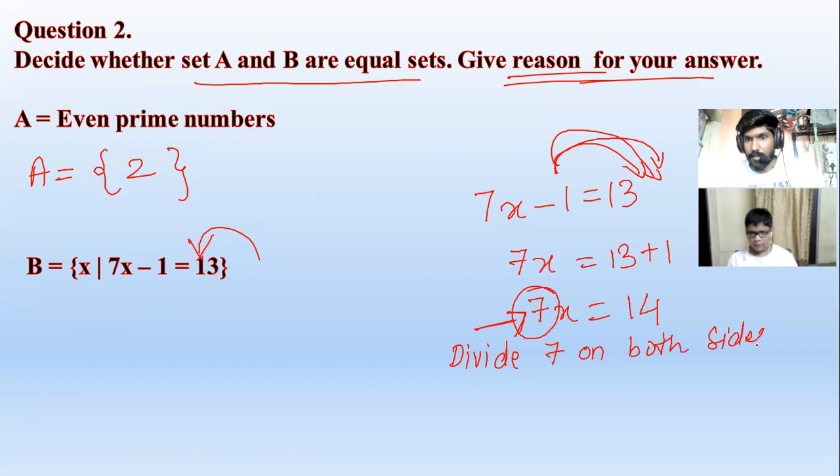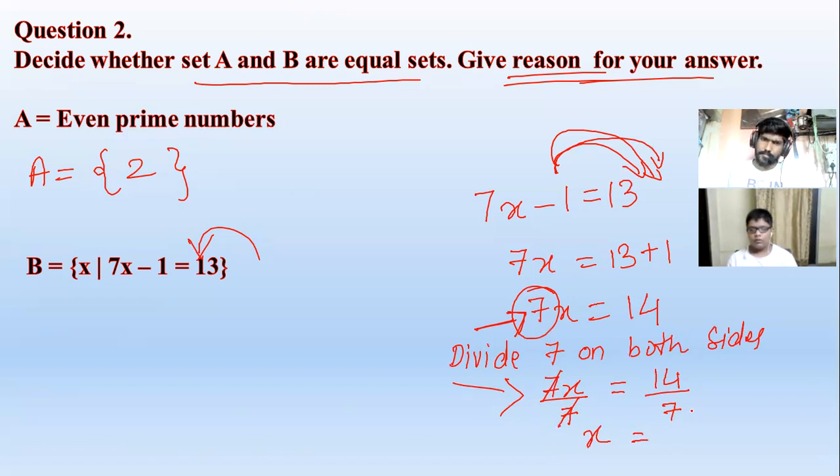So how will this become? 7x divided by 7 is equal to 14 upon 7. Now here, what will happen? On this side, 7 and 7 cancel, giving 1. But there's a variable here, x, so it is just x. And how much is 14 divided by 7? 2, correct.